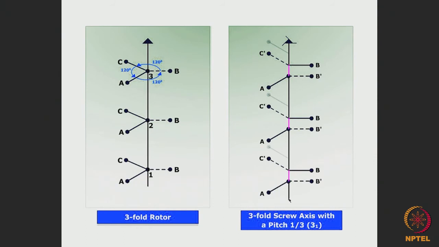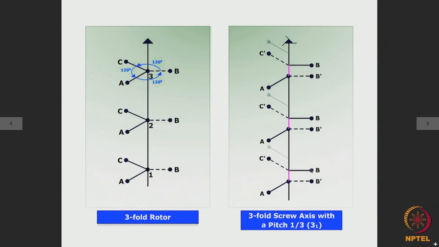That means, the amount of translation is 1/3 the lattice parameter. Then what would have happened? Here again these are the locations of point 1, 2 and 3. So, A would have produced the point B over here, but since it is no longer a threefold rotor, it is a threefold screw axis. So, A instead of producing B here will move 1/3 the lattice distance and come over here.